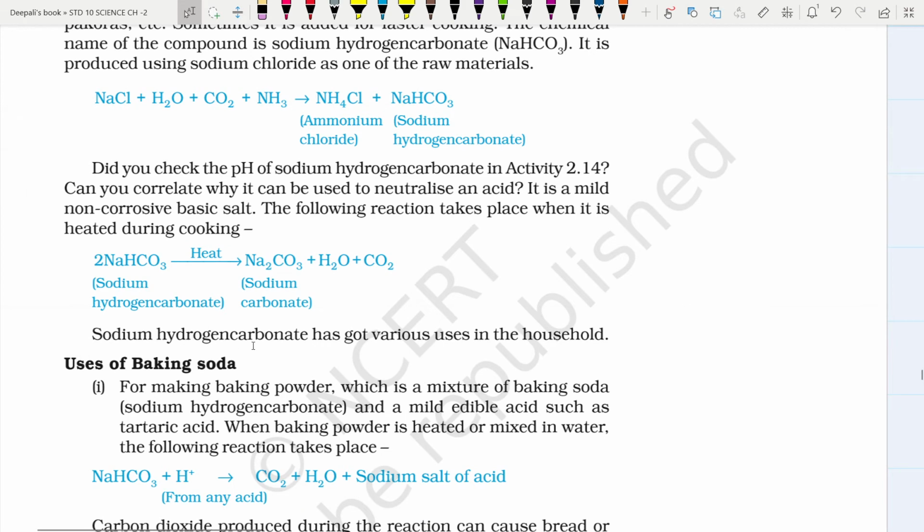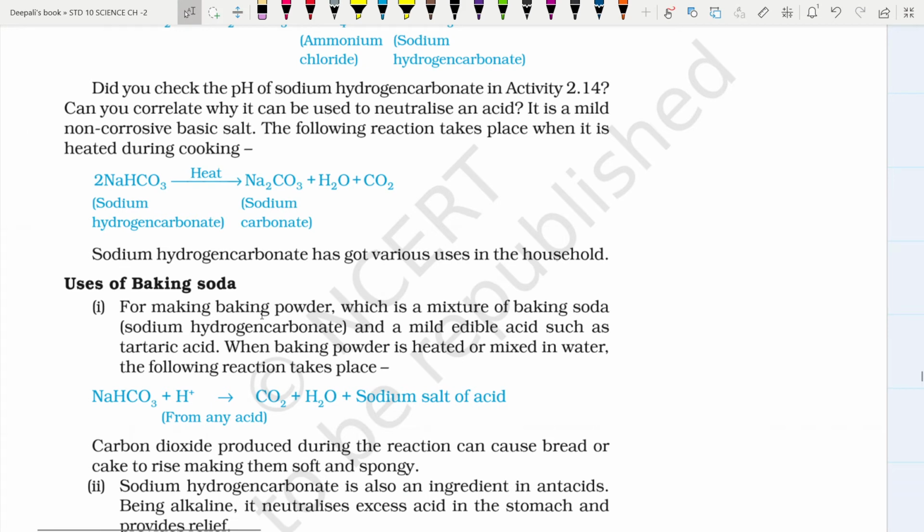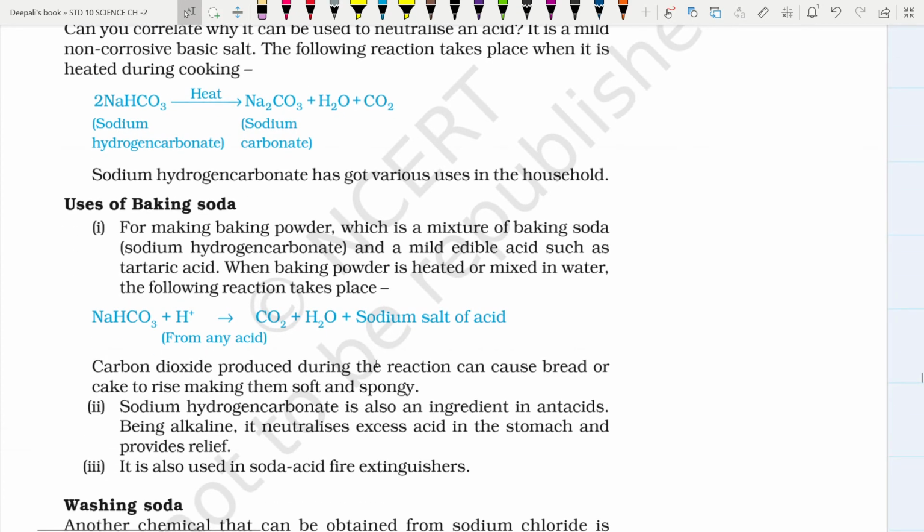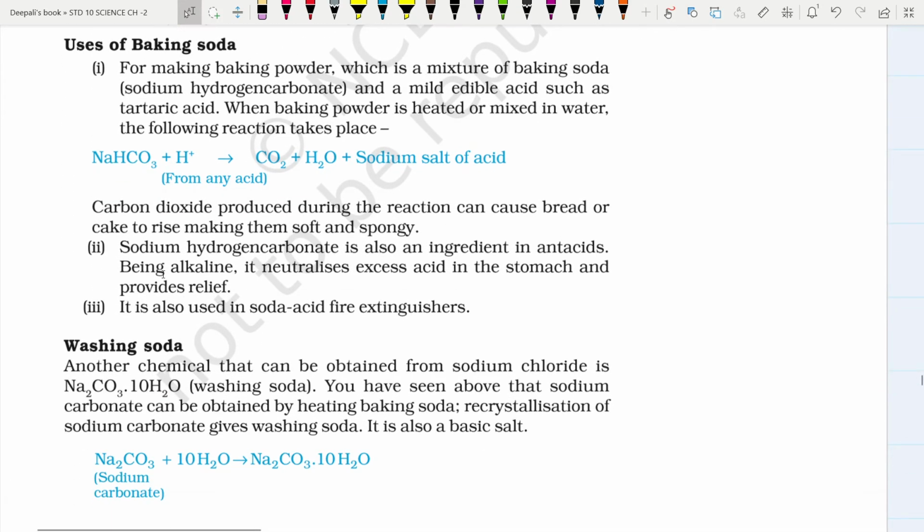So sodium hydrogen carbonate has various uses in the household. For making baking powder, which is a mixture of baking soda, sodium hydrogen carbonate, and a mild edible acid such as tartaric acid. When baking soda is heated or mixed in water, the following reaction takes place. NaHCO3 plus H+ ion from the acid gives carbon dioxide plus water plus sodium salts of the acid. Carbon dioxide produced during the reaction can cause bread or cake to rise, making them soft and spongy.